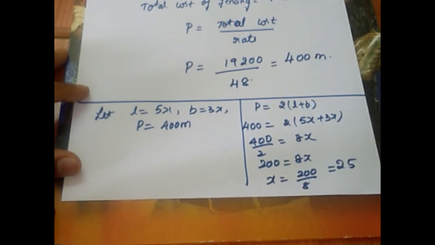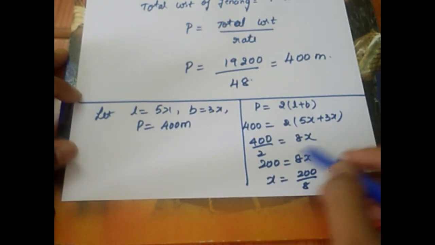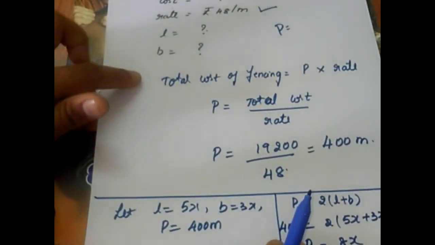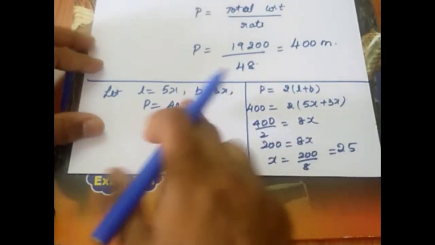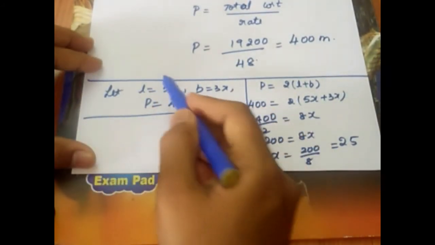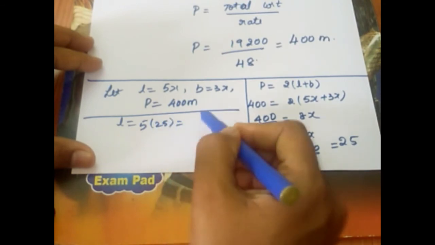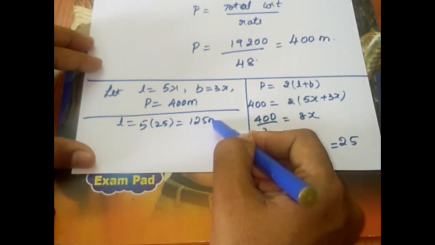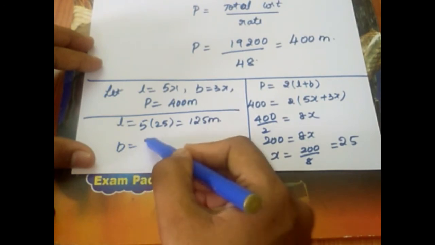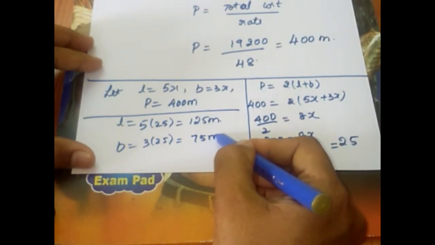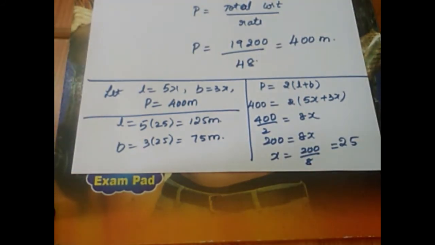So many of the students will stop the problem by this. We got the value of x, 25, over. No. What is asked to calculate? Length and breadth, not x. Just now we have defined that length is 5x. That means 5 into 25, that is equal to 125 meter. Breadth is 3 into 25, that is 75 meter. So this is about question number 7.